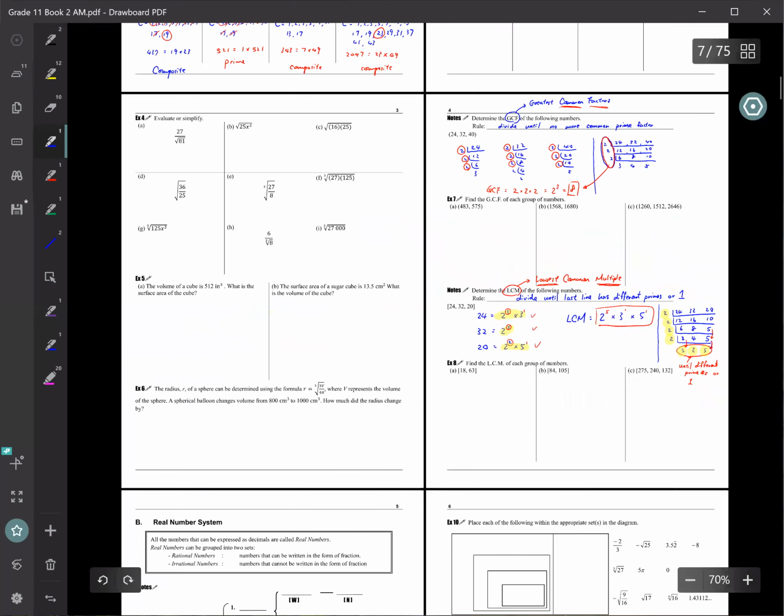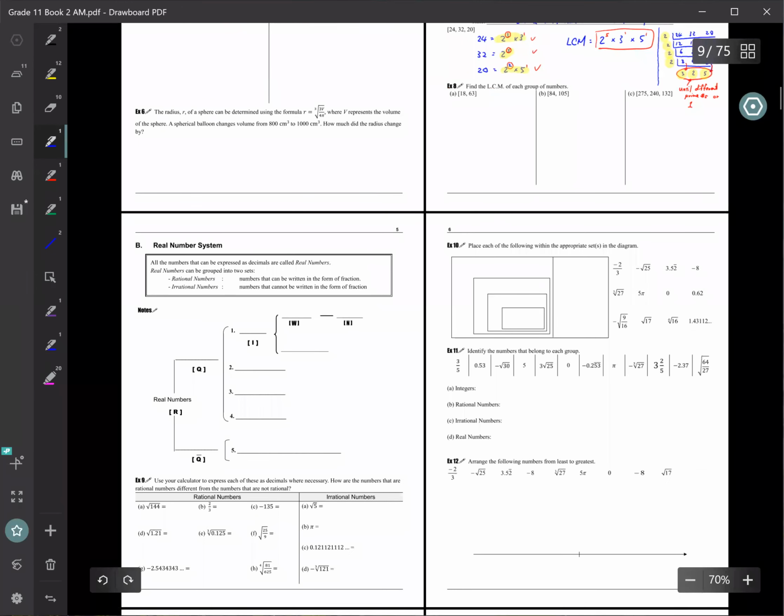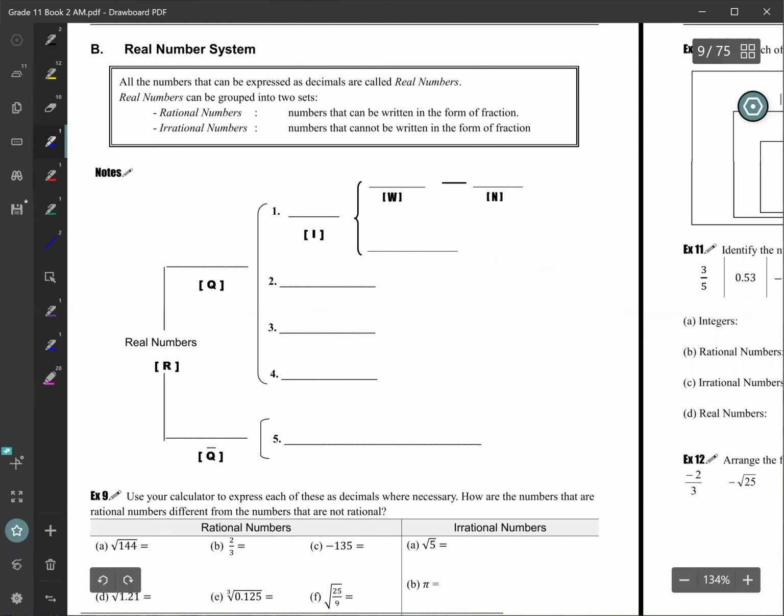Okay, last bit of the notes is to talk about the system, where we group all the numbers together. So all the numbers that you know, whether it's decimal, fractions, square roots, radicals, exponents, they are all called real numbers. So real number is like the mother, the very beginning, the root of everything.